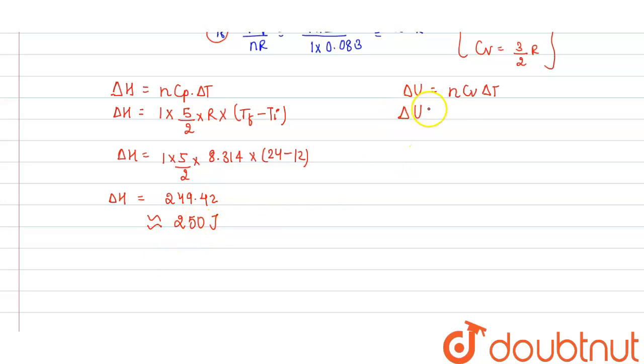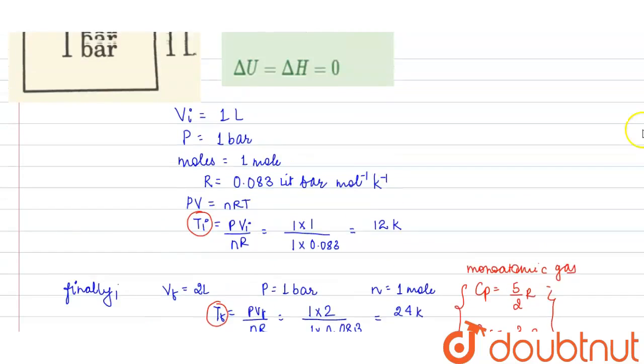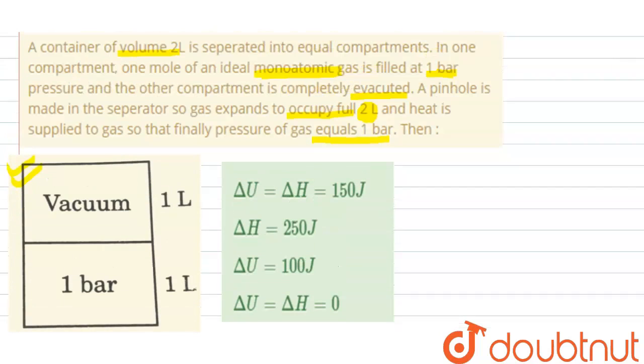And when you calculate the internal energy, it will be 1 into 3 by 2 R into 12, that is final temperature minus initial temperature. So it will be 1.5 into 8.314 into 12. By solving this, you will get the internal energy equal to 149.65, which is nearly 150 joules. So the value of delta H is 250 and the value of delta U is 150.